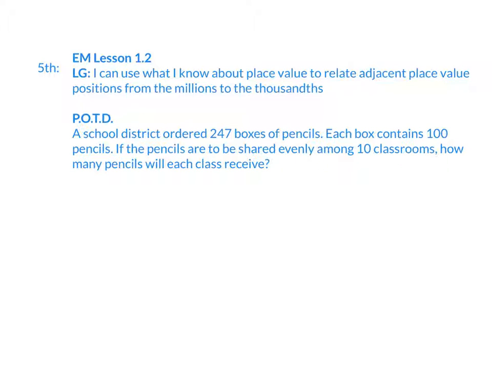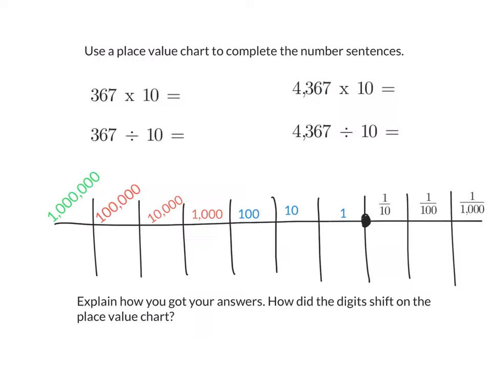We already know 10 times bigger, 10 times smaller, right? But we're going to also talk about how to relate place values that are 2 spots away from each other, or 3 spots away from each other, or 4. Okay, does that make sense? All the way from the thousandths place to the millionths place. But first, let's talk about the problem of the day.